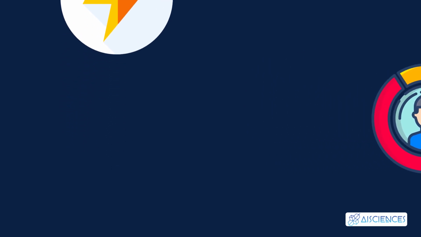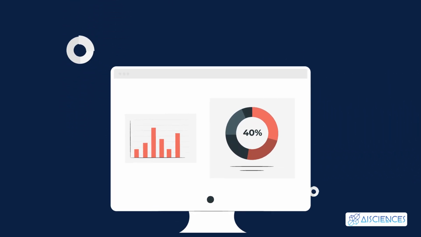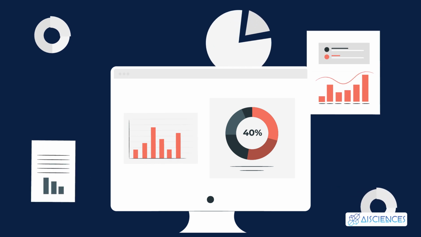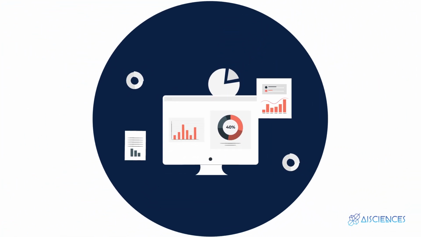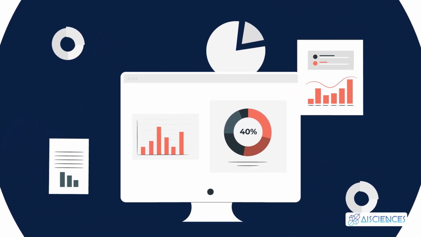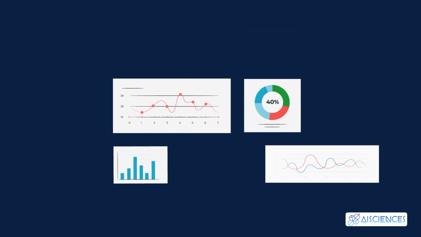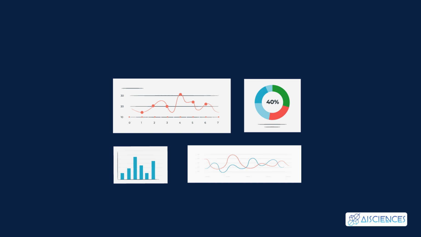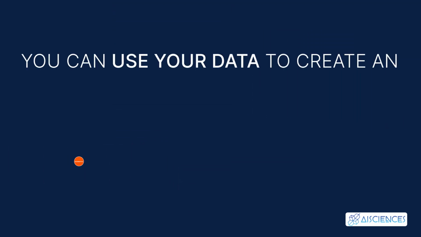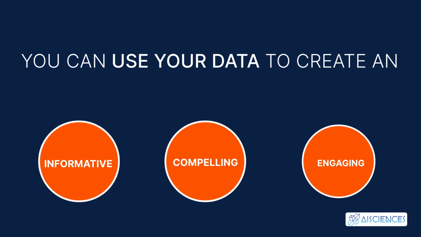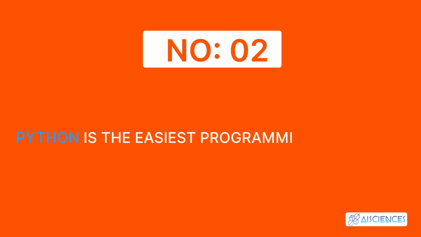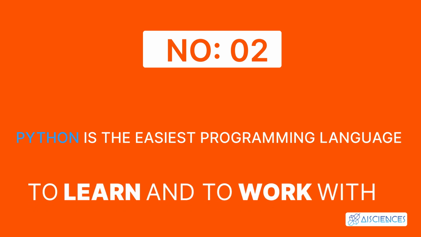A Python library essentially enables you to extract information from data and visualize it better. This will help you to understand the data better and make more effective decisions. Python empowers a data science professional to take data that has little meaning at first glance and present it in a format that makes sense to the target audience. Python helps you to communicate effectively with data, so you can use your data to create an informative, compelling, and engaging story.